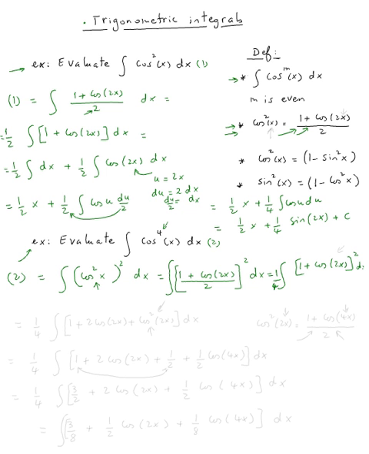Now I need to FOIL this. Once I FOIL it, this is going to be 1 over 4 integral. I'm going to use (a plus b) squared is equal to a squared plus 2ab plus b squared. So 1 squared will be 1, plus 2 times 1 times cosine of 2x, which is 2 cosine of 2x, plus b squared, which is cosine squared of 2x, dx. Now I have a problem because this is still cosine squared.